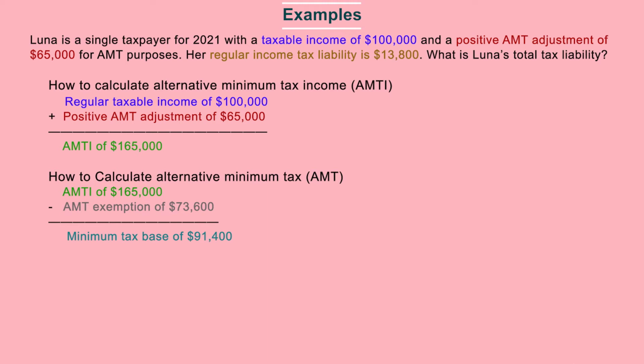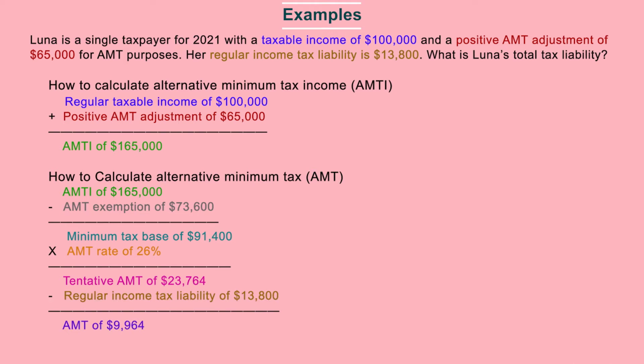How to calculate alternative minimum tax, AMT: AMTI of $165,000 minus AMT exemption of $73,600 equals minimum tax base of $91,400, times AMT rate of 26% equals tentative AMT of $23,764, minus regular income tax liability of $13,800 equals AMT of $9,964.